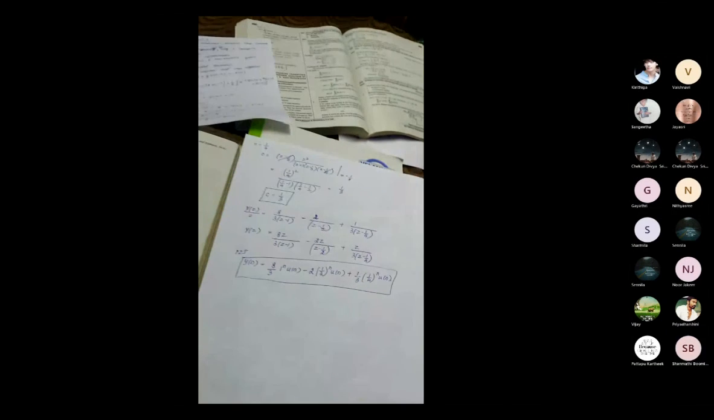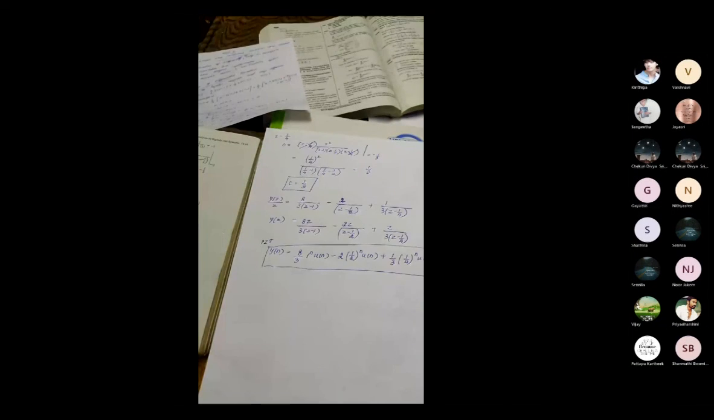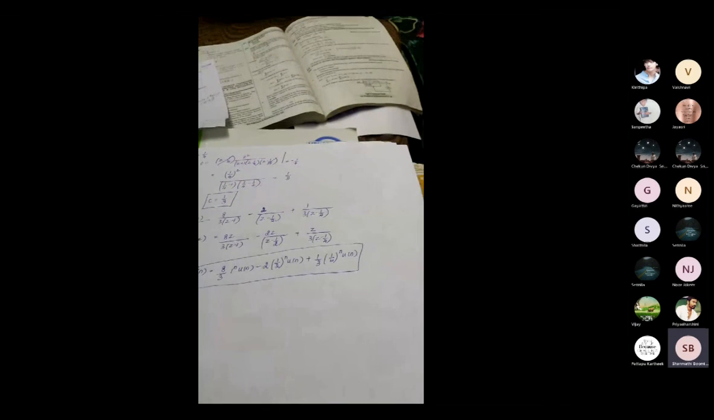Okay. Up to this, is it clear? Impulse response, step response, understood?